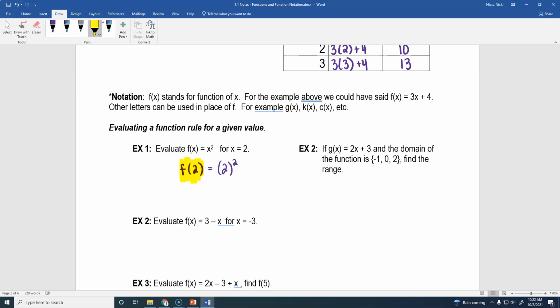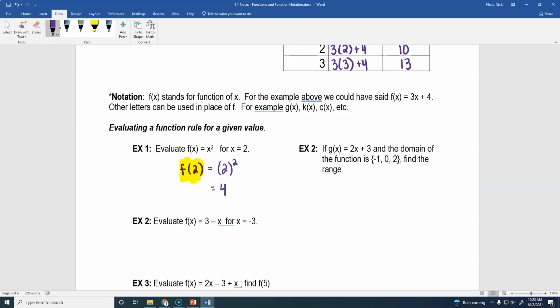So it's just labeling what you plugged in there. You don't do anything with it. It doesn't mean f times 2. It's just a label right there. Whenever you get to some different levels of math, it's going to be important to label that stuff. So I've got 2 squared. That's going to give me 4. Right? We've done this some before.